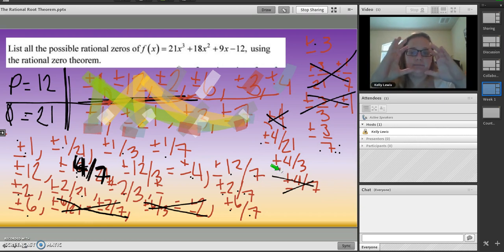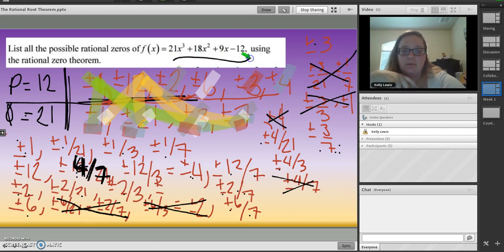So what we're going to learn is when you substitute these numbers into the original problem. I'm not going to do this crazy one; I just wanted to use it to show you how to do the P over Q and the rational root theorem. When you substitute these possible numbers in and you get a remainder of 0, then that is an actual zero. It's an actual root solution.